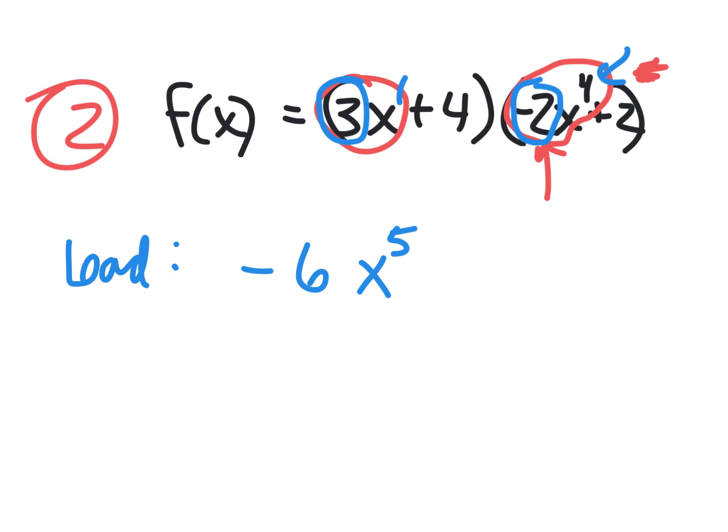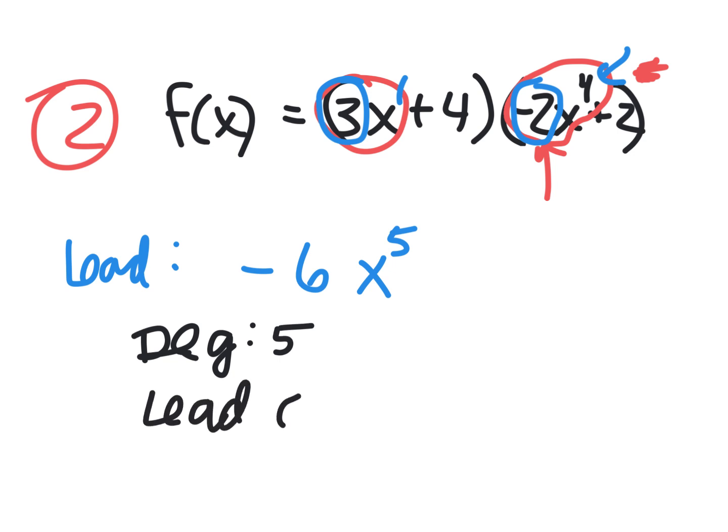Hannah Lyle, it asks a bunch of questions then. What do they want to know next? Degree. What is a degree? 5. Correct. Hannah, what's the next question they ask? Lead co. What is it? Yep. Negative 6.